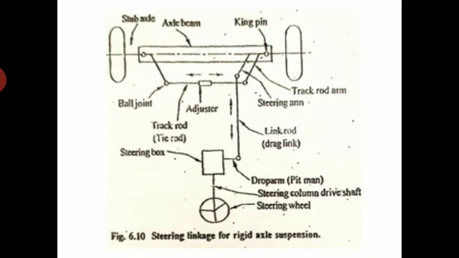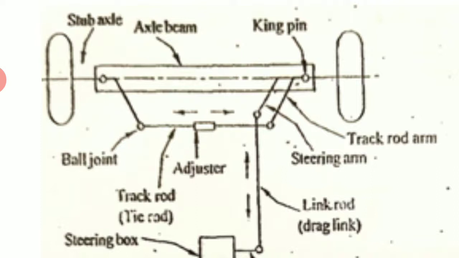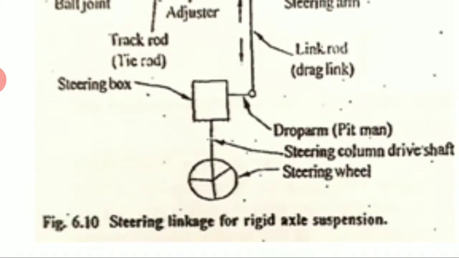So these are the different linkages. There are two types: one is rigid axle suspension, and one is independent suspension. In rigid axle suspension, you can see there is one rigid beam, a stub axle beam. The first parts are the steering wheel, you can see the steering column, then the steering gearbox.